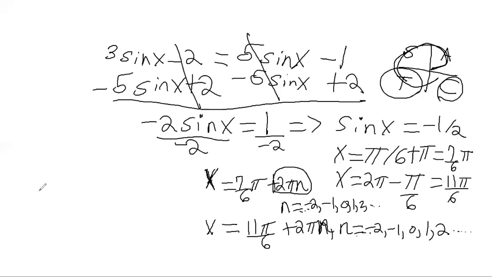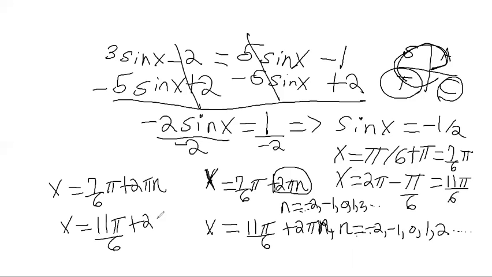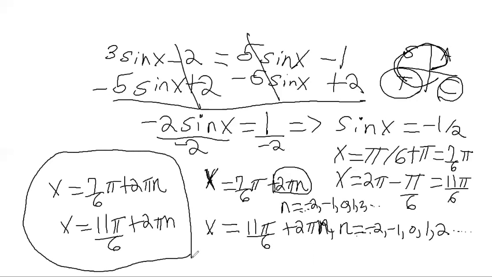So therefore, the solutions to this equation are x equals 7/6 pi plus 2 pi n, and x equals 11/6 pi plus 2 pi n, where once again n is an integer. And that is the solution for this type of trigonometric problem.